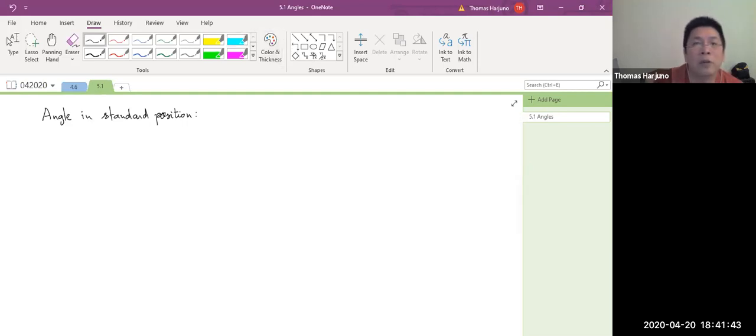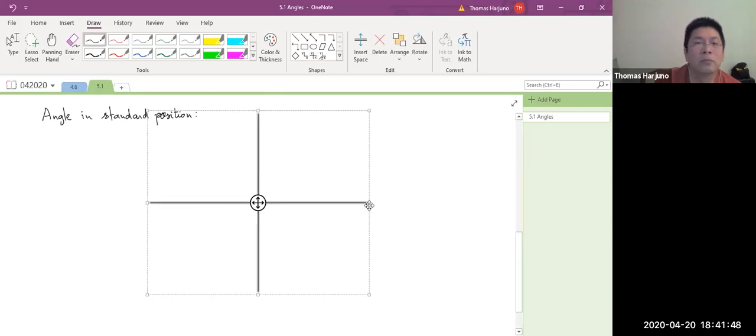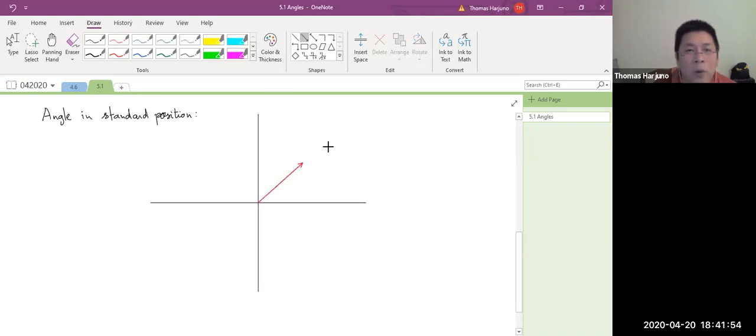Angle in standard position is as the following. Suppose I have a rectangular coordinate system. Now, an angle is in standard position if it starts from the positive x-axis with vertex at origin, and the angle is going counterclockwise. Okay, so we say the angle is in standard position.